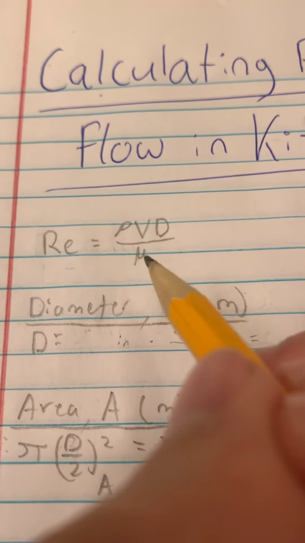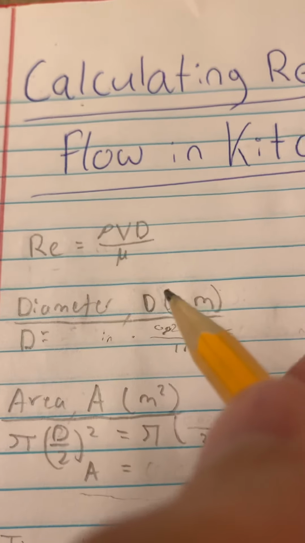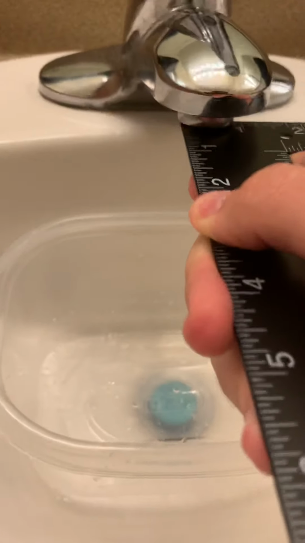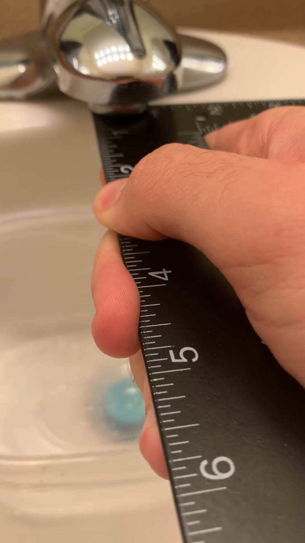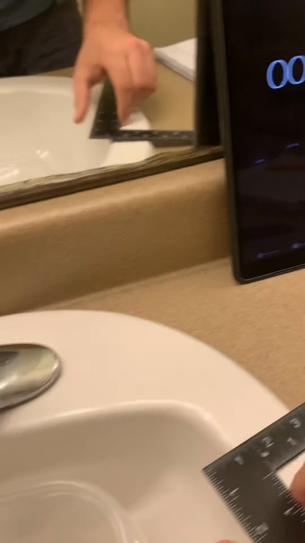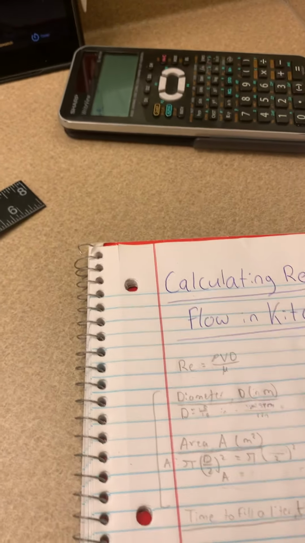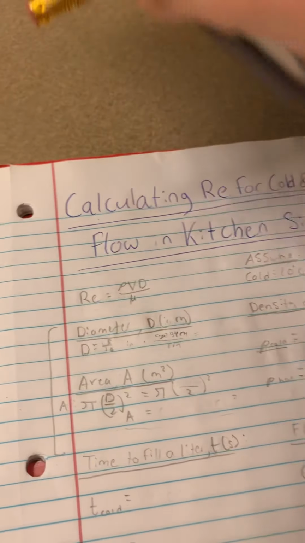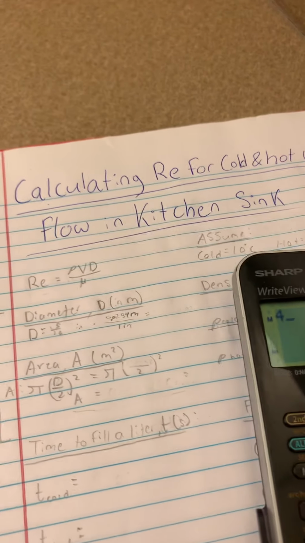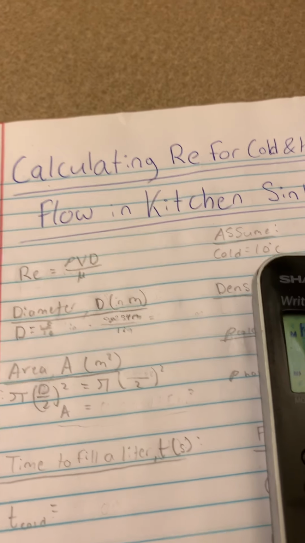The density, velocity, and viscosity are all dependent on temperature. So to find the hot flow, we're going to have to solve for all three of those all over again. We will begin by finding the diameter here. It might be difficult to tell from here, but it is approximately 15/16 of an inch. Record that here. To translate 15/16 of an inch to meters, which is what we need to solve the equation, we're going to multiply by 0.0254.